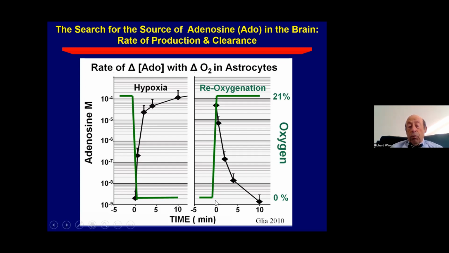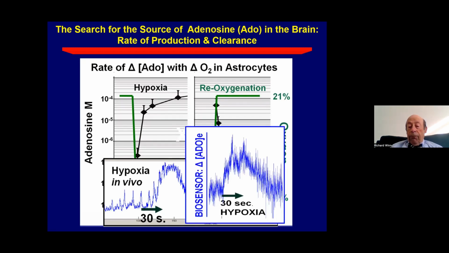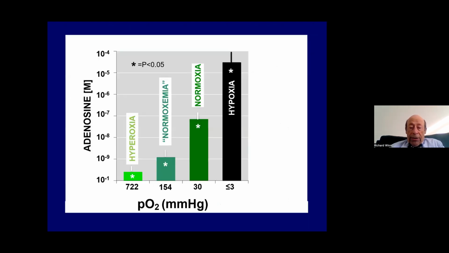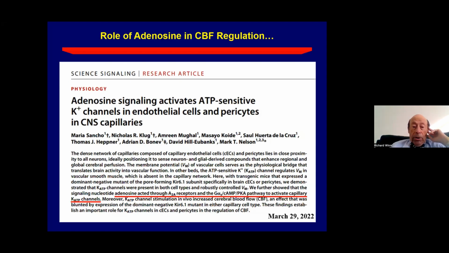And in the same way with reoxygenation, adenosine plotted in green returns to normal. And just to remind you, here are the changes in hypoxia with cerebral blood flow and adenosine. So our findings in culture strongly suggest that it's a reasonable simulation of the astrocytes in vivo. So our conclusions were that our astrocyte cultures replicate adenosine in vivo during normoxia and hypoxia and reflect oxygen availability.